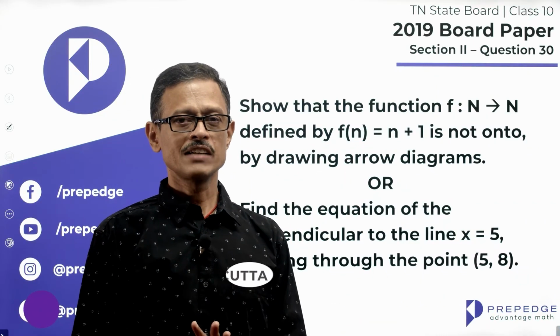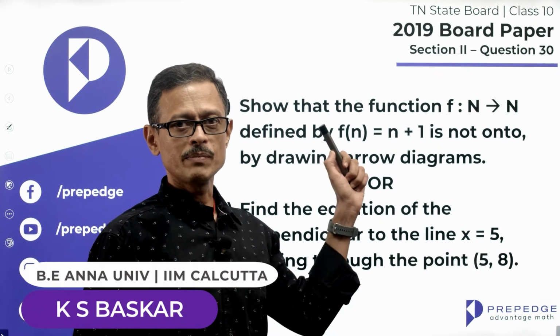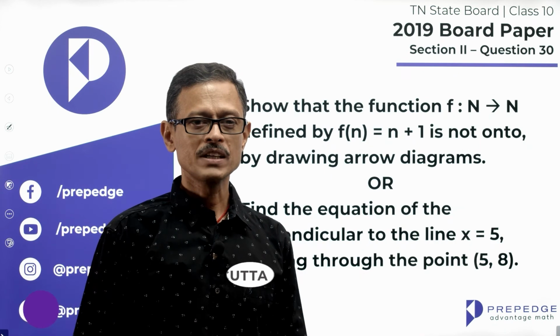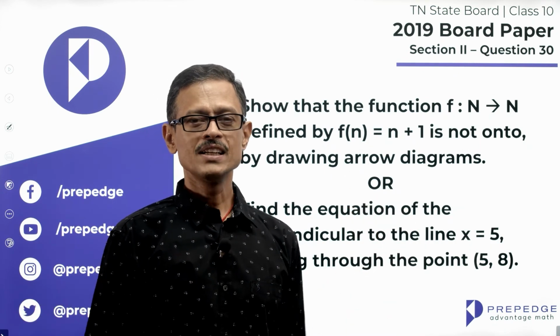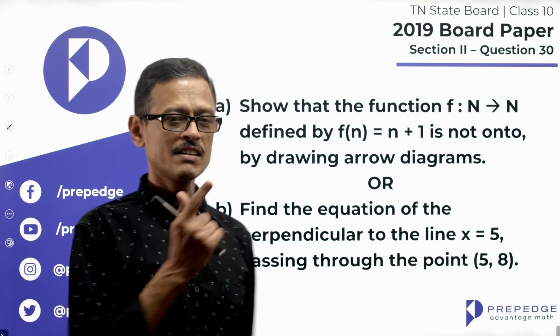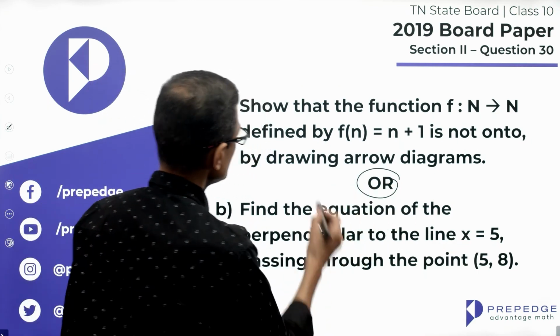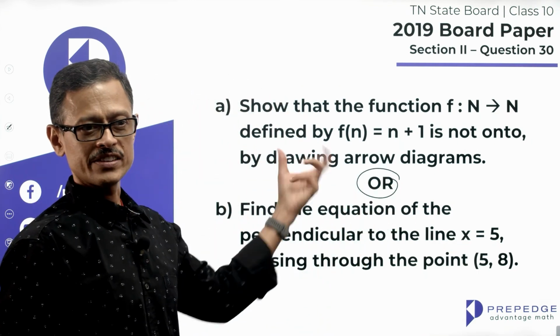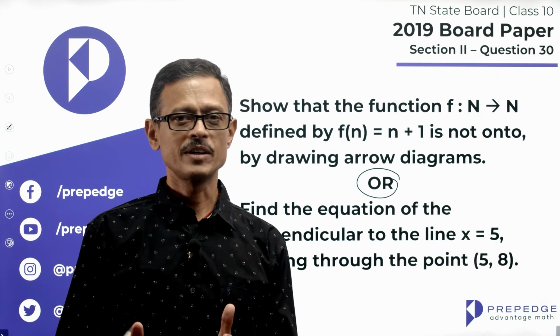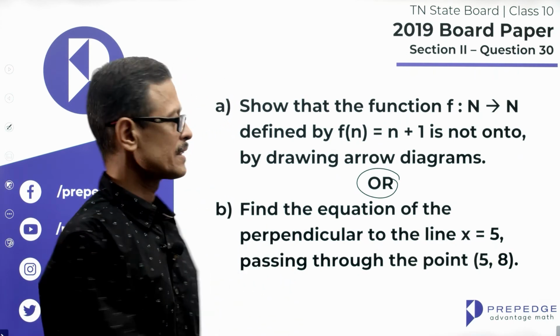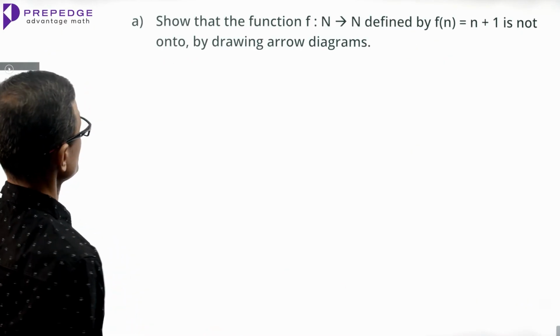Tamilnadu State Board Samacheerkalvi board paper solution, 10th standard math paper, 2019 paper. We are looking at a 2-mark question, question number 30. The question had an internal choice. Part 1 is from relations and functions. Part 2 is from coordinate geometry. So, if you want to attend, let's start with the first one, which is from relations and functions.